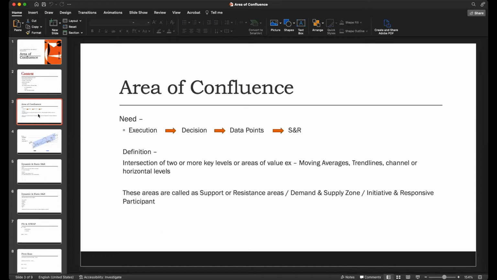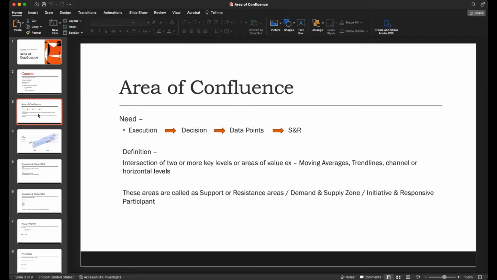And this can only happen when you have perfect data points. These data points are actually nothing but support and resistance. To avoid any kind of trade which can go against you, it is all about probability. To make sure the probability is realistic, feasible and on your side, you need to have perfect support and resistance to make sure you have that winning trade. So what do you mean by area of confluence? As Jagan sir said, it is the intersection of two or more key levels or areas of value.